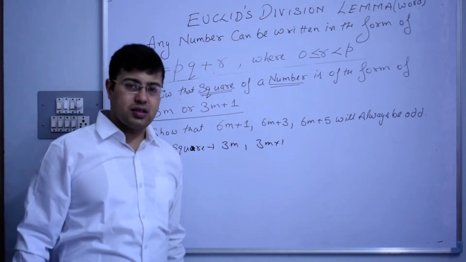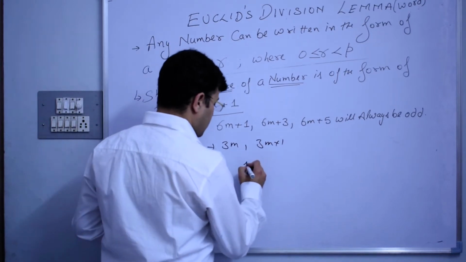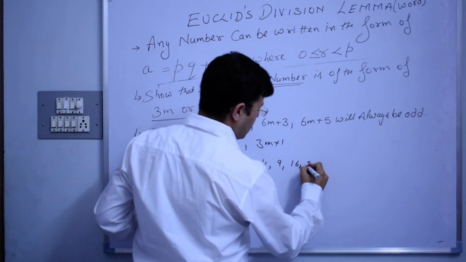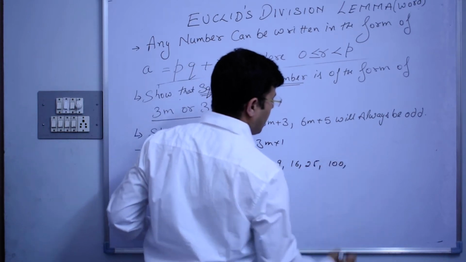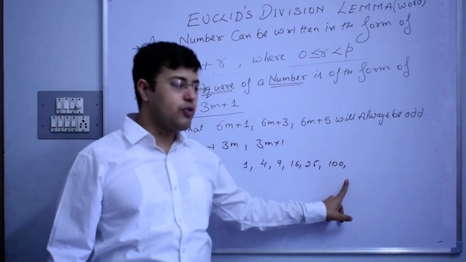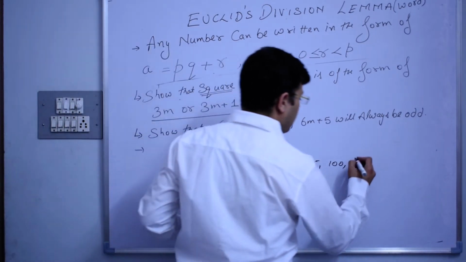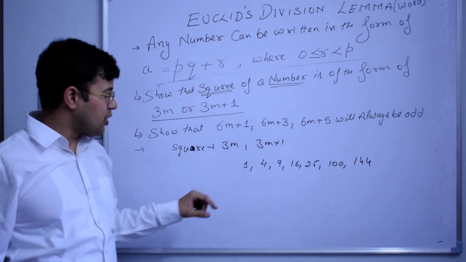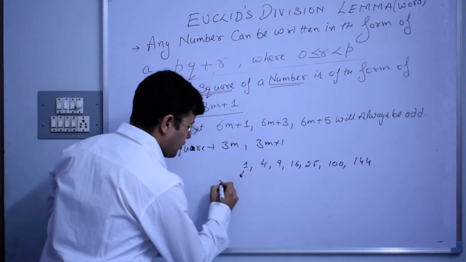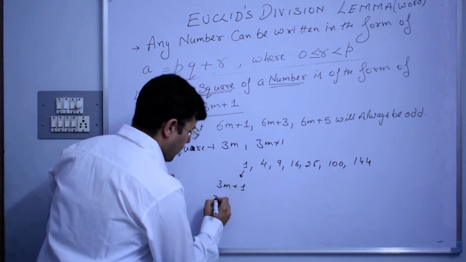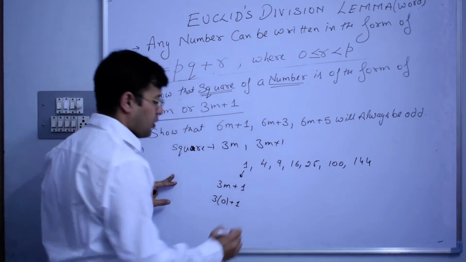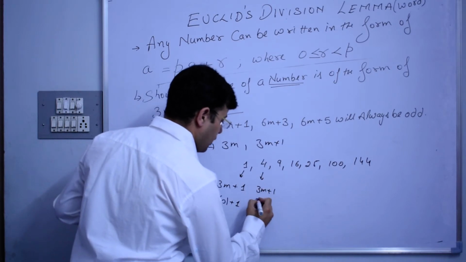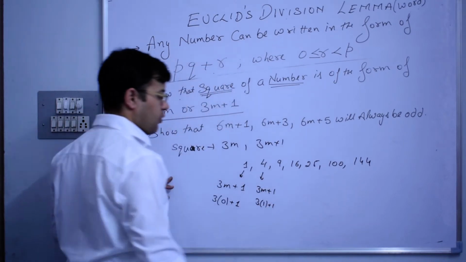Now let's just list down some of the squares. So it's 1, 4, 9, 16, 25, 100 and so on. These are a few of the squares that we have, or in fact 144 or other numbers. Now if I want to break them in the form of 3m or 3m + 1, I will say that this is of the form 3m + 1. If I take m as 0, the number will be 1.